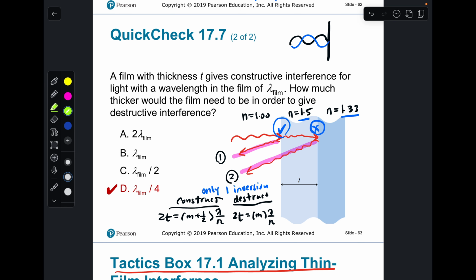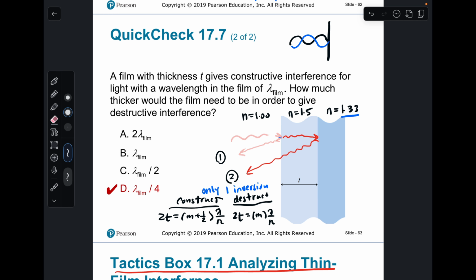I think I used this picture to demonstrate what we need to do in order to determine if there is an inversion or a phase shift or not. So let's do that. Let's do that here again.